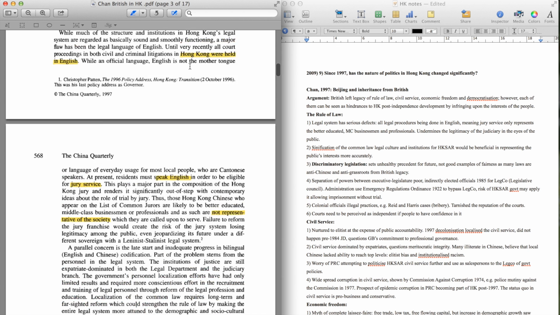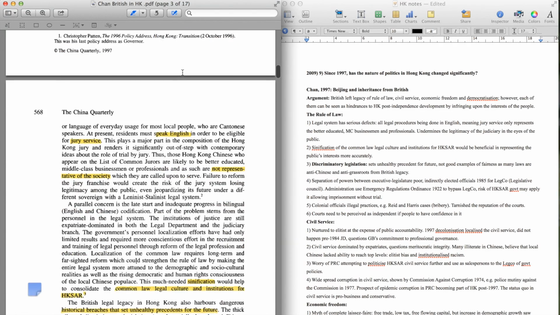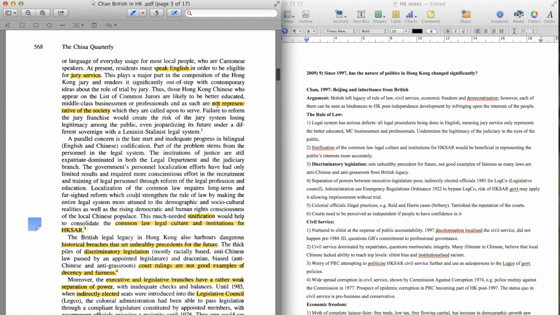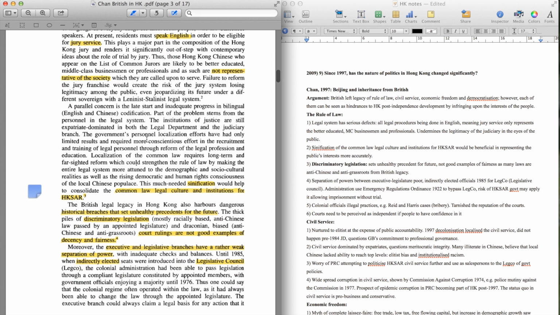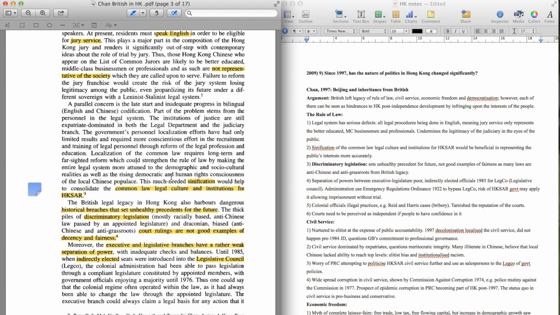So we have all of these different key features that I quickly highlighted here. And it turns out that the conclusion is it's not representative of society. Great. Okay. Then the conclusion to this paragraph is that there's need for sinification, which is the introduction of Chinese ideas within Hong Kong society. I may not know what that word is, so I may want to look it up. So I'll quickly get out my dictionary, either online, and quickly look up that word.